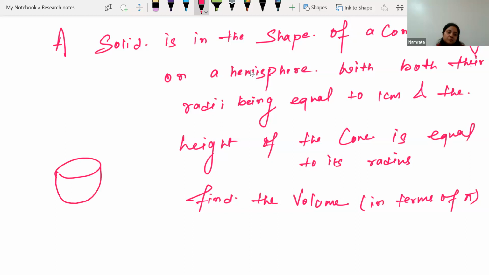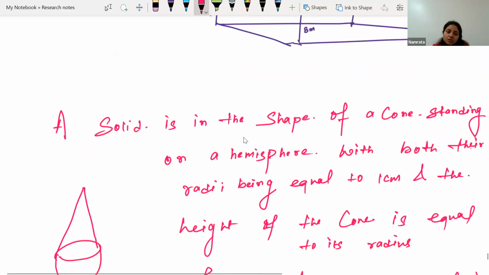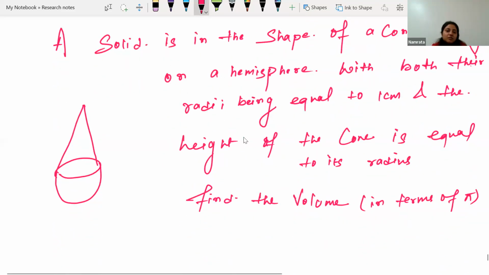Ma'am, is it 10 centimeter or 1 centimeter? Let me check. Yeah, it's 1 centimeter only. However, 1 centimeter is very teeny tiny, but anything can happen in mathematics. There can be 100 people sitting in a room. So these types of things can happen in mathematics.